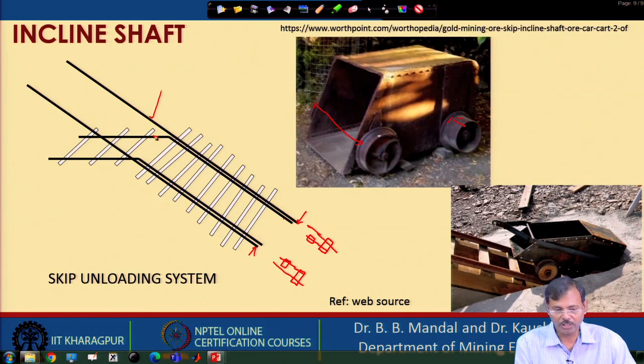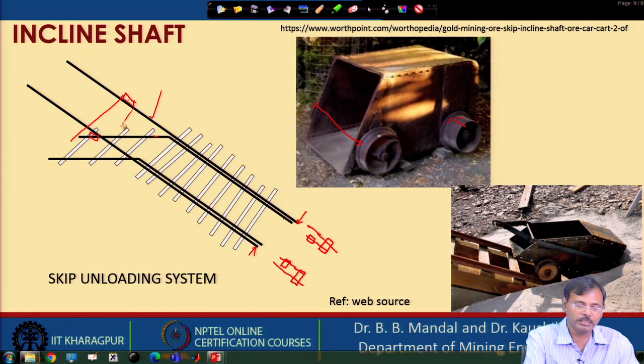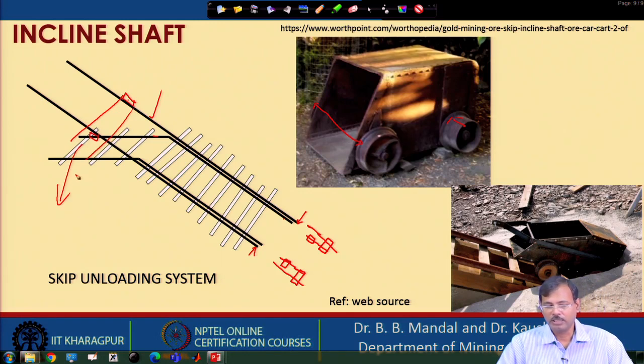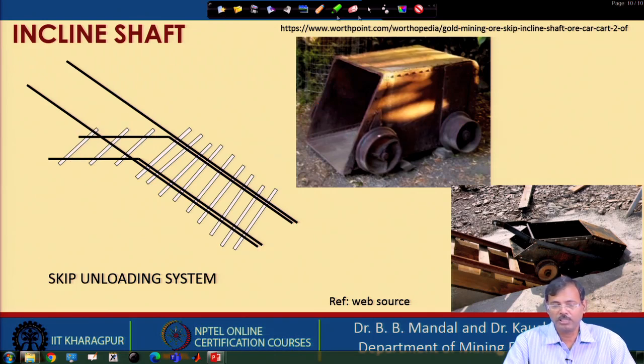So, in the case of unloading, when the skip is allowed, the second wheel will stand on this position, and at that time the first wheel will stand on this position. So, automatically the skip will take a tilting shape here, and this will automatically unload the material in this position. So, that is why this is the special technique: automatic unloading of the skip can be carried out very easily by providing two different widths of the wheel.